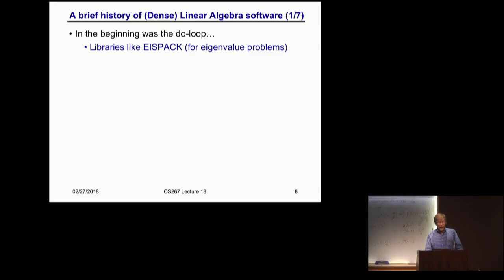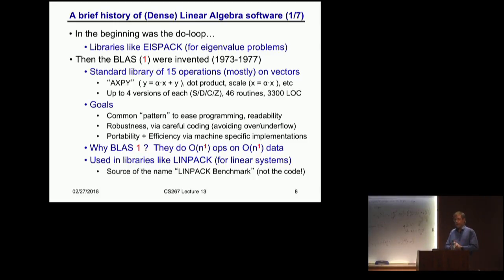So people looked at that and they said, we're doing the same thing over and over again. Can we reorganize it and build some common building blocks underneath that to save ourselves some time? And that was the first version of the BLAS library, Basic Linear Algebra Subroutines. That was a standard library of 15 operations, mostly operating on vectors. AXPY is perhaps the most common one: you multiply a scalar times a vector added to another vector, dot products, all sorts of things.